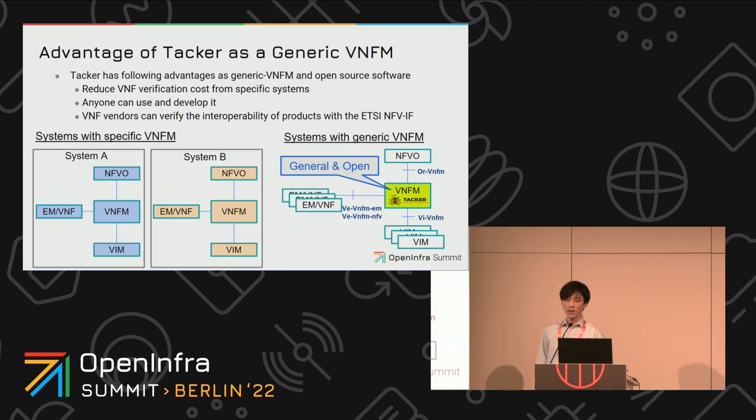And the second advantage is that Tacker is open source software. So it means anyone can use it and anyone can develop and customize it. It's a great benefit for network operators and software vendors. And the third advantage is VNF vendors can verify the interoperability of products with its NFV interface quickly and at low cost. So by these advantages, Tacker provides a great benefit, not only to network operators, but also to the VNF software vendors.